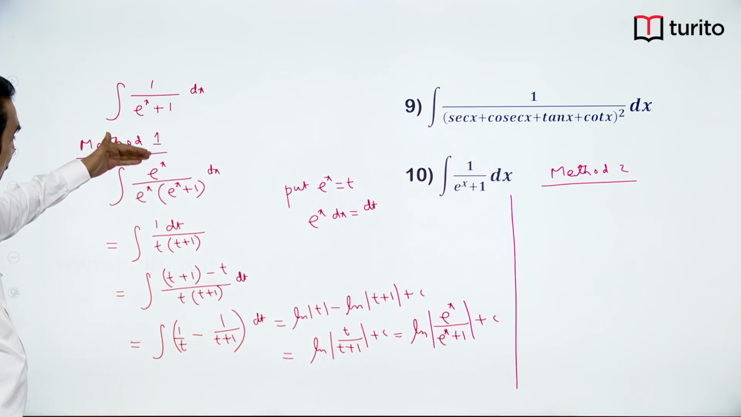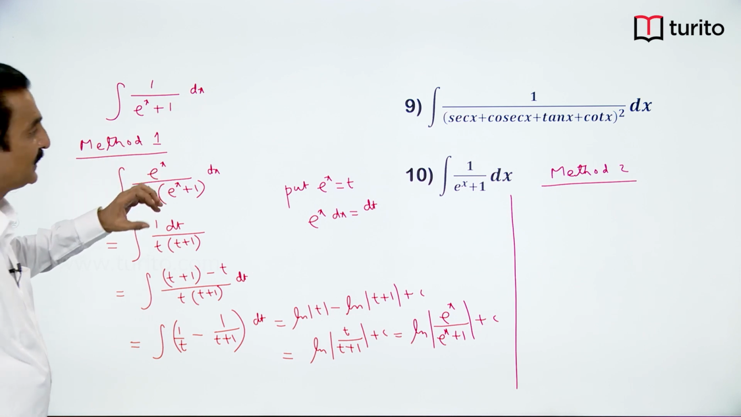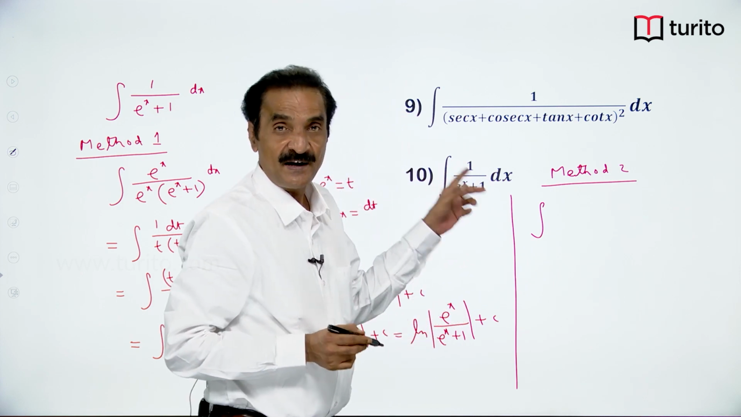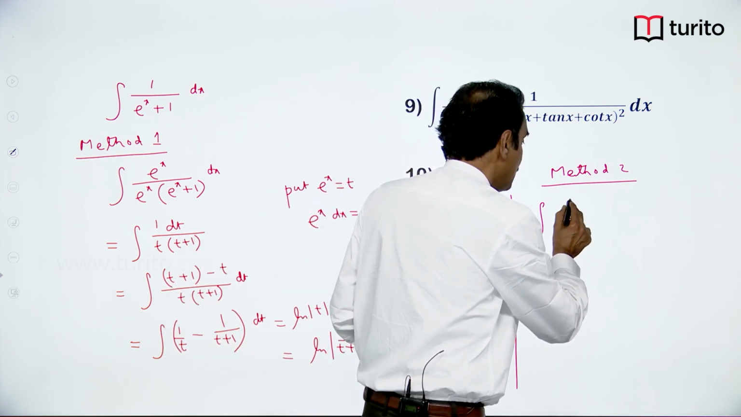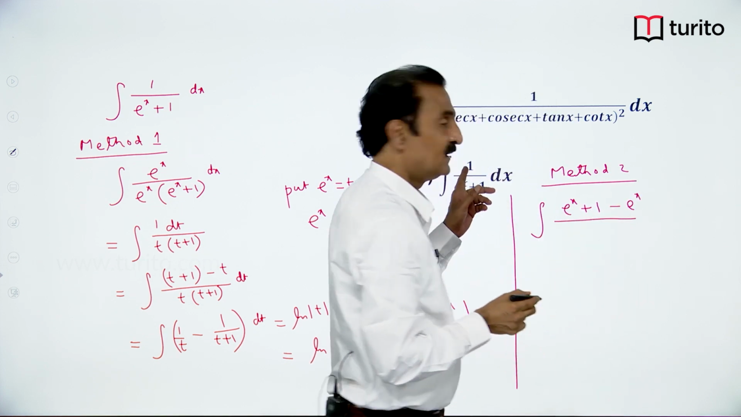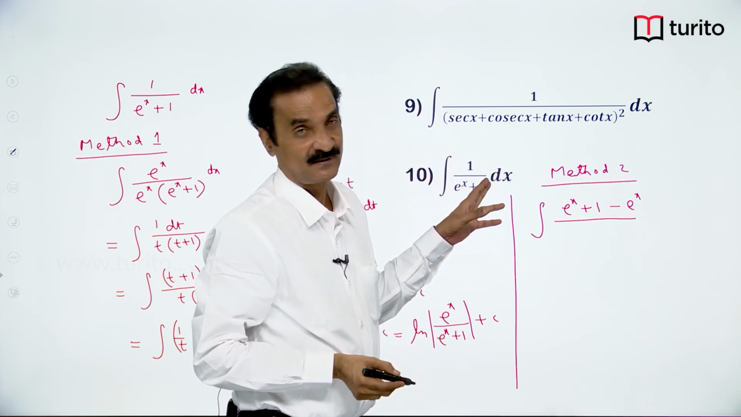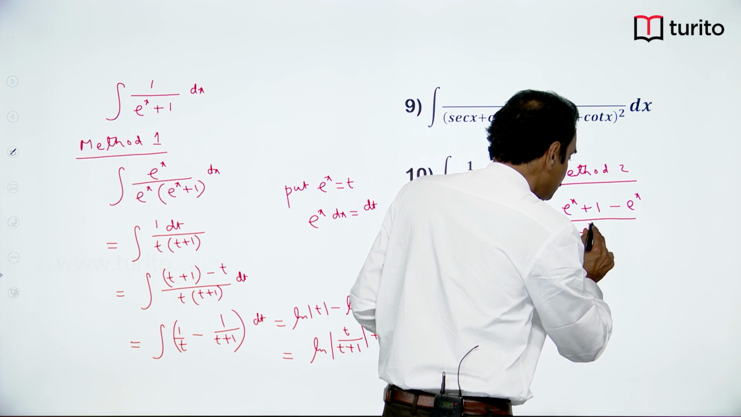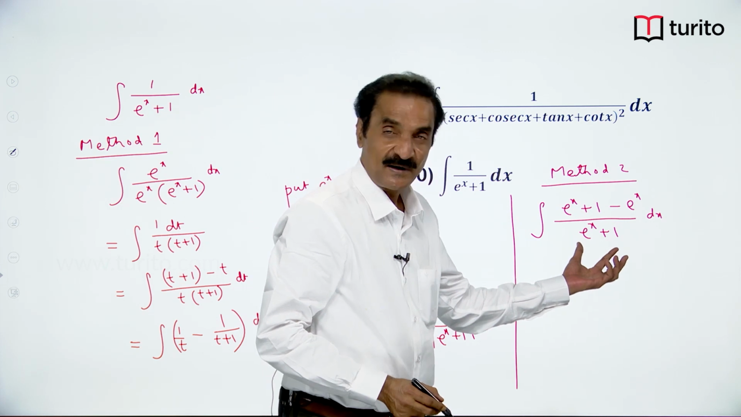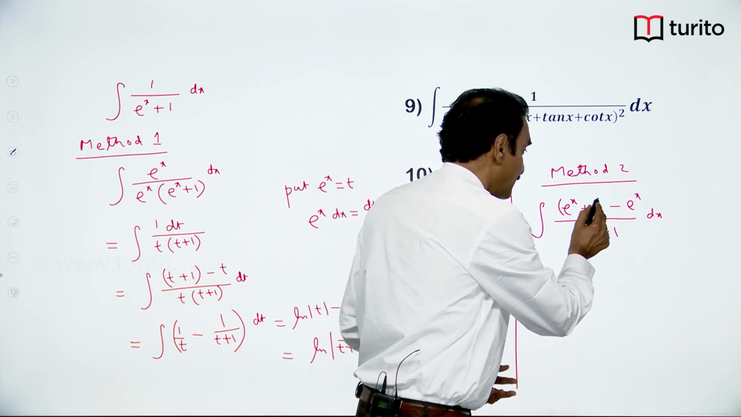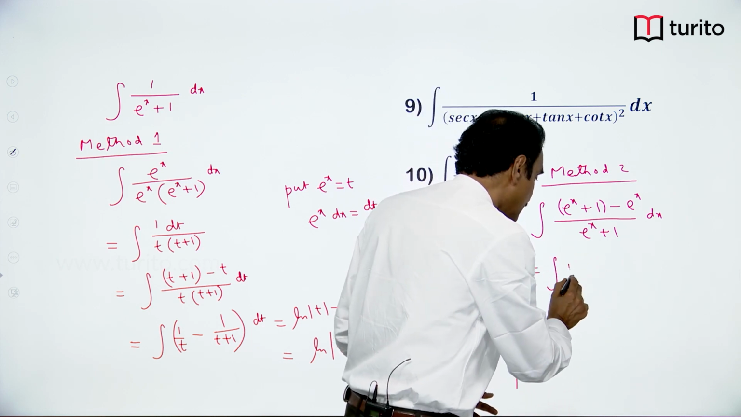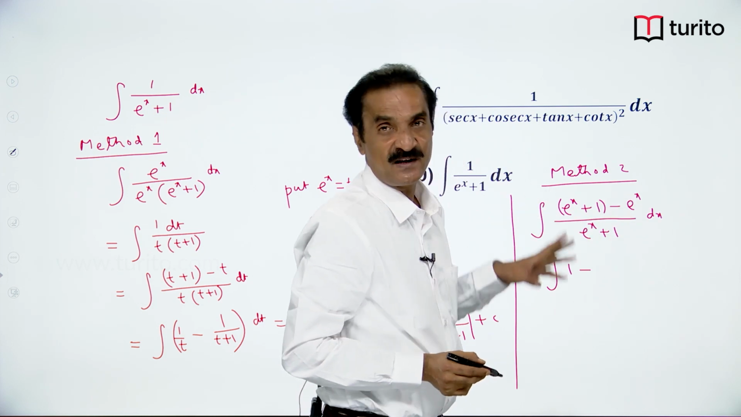Here we have multiplied and divided by e power x. In method 2, we will write the numerator as e power x plus 1 minus e power x. So, we have added e power x and subtracted e power x, by e power x plus 1 dx. Now, separating the denominator, e power x plus 1 by e power x plus 1 is 1, minus e power x by e power x plus 1.